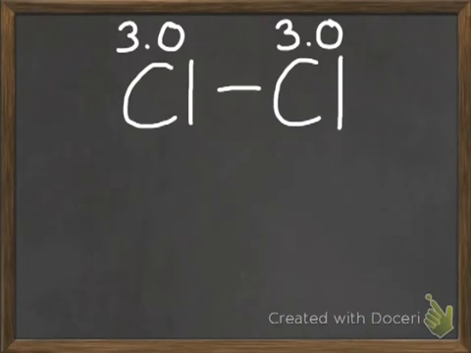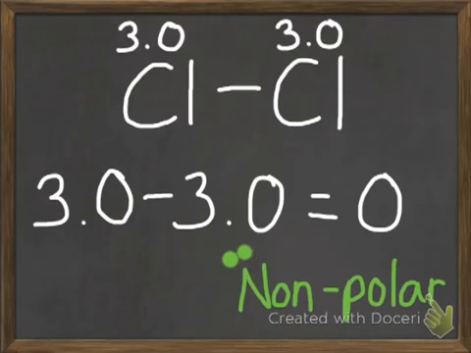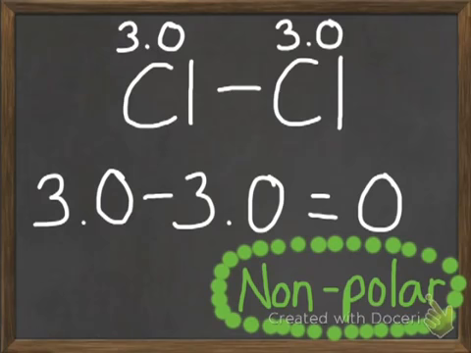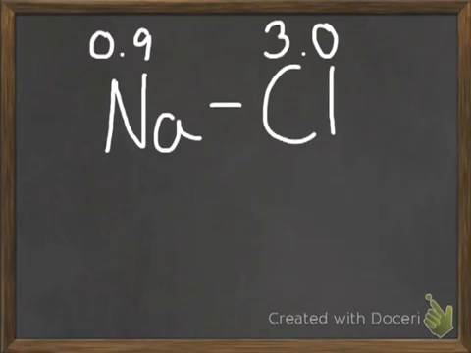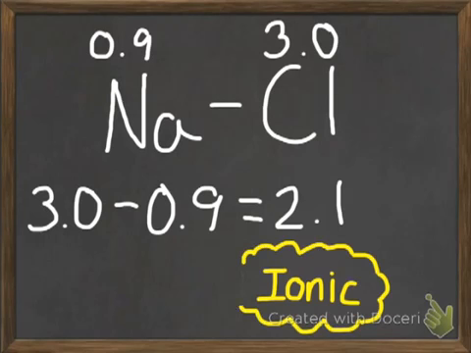So let's look at another one. Here we have a diatomic molecule, chlorine. Each of these atoms has a high electronegativity. But just because atoms have a high electronegativity doesn't mean that they're going to be polar, because remember, we're taking the difference. So 3.0 minus 3.0 is 0. So we would say that the bond between these atoms is nonpolar. So let's look at one more. Here we have sodium chloride. Sodium has an electronegativity of 0.9, and chlorine has an electronegativity of 3.0. When we take the difference of those, we find that the difference is 2.1, which is greater than 1.7, which tells us that this bond is ionic.